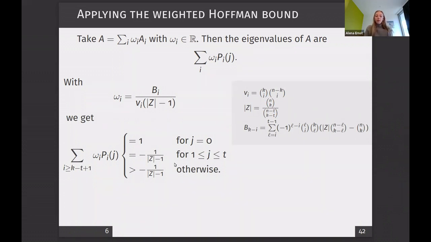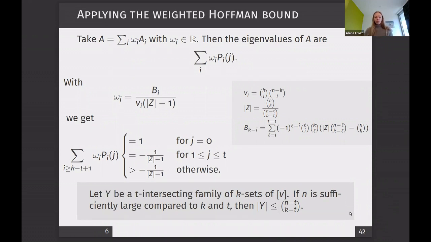So we know what the minimal eigenvalue looks like. It looks like this, in terms of the size of the t-Steiner system. And then applying the weighted Hoffman bound to this, we get our desired upper bound. So what you should take from this slide is basically that in the set case, so speaking of intersecting families of sets or of t-intersecting families of sets, we can write the weights omega_i down explicitly. And applying the weighted Hoffman bound then leads us to our desired upper bound. Okay.